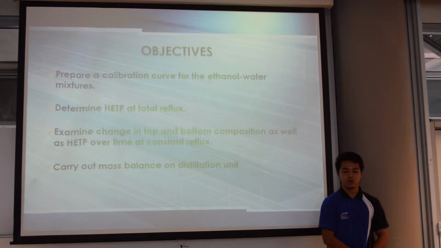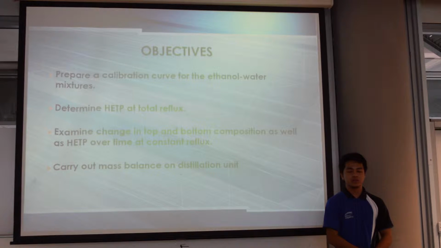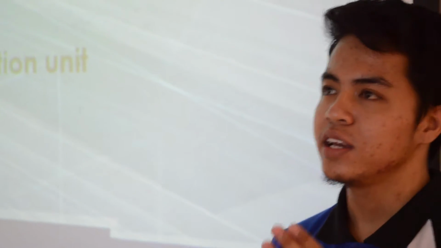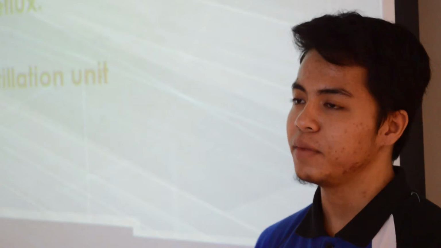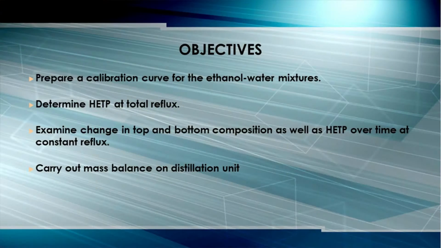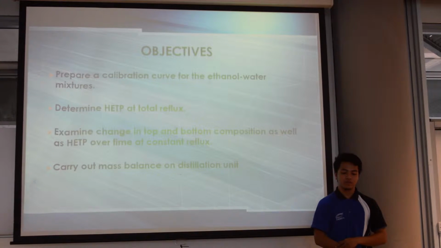Now we are going to move to the objectives of this experiment. The first objective is to prepare a calibration curve for the ethanol water mixtures that we are going to use to measure the concentration. The second objective is to determine the height of equivalent theoretical plate of the distillation column at total reflux. Third, examine the change in top and bottom composition as well as HETP over time at constant reflux. And the last one, we have to carry out a mass balance on the distillation unit.